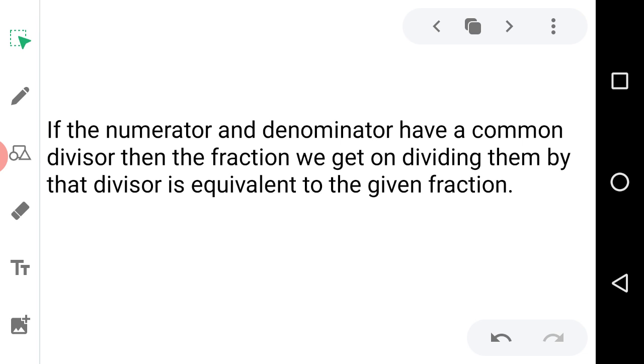So, what did we learn in today's lecture? Fraction, equivalent fraction, and how to obtain an equivalent fraction, by multiplication and division. In the next lecture, we will solve problem set 17.